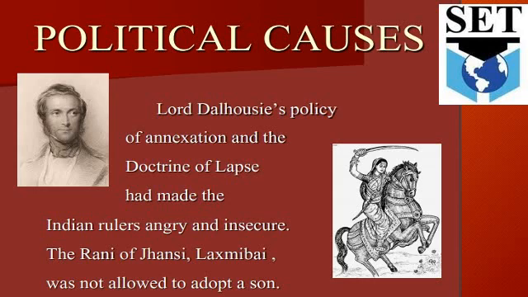Political causes. Lord Dalhousie's policies of annexation and the doctrine of lapse made the Indian rulers angry and insecure. The Rani of Jhansi, Lakshmi Bai, was not allowed to adopt a son. Some political causes had arisen because of which the Indian rulers became very angry and felt that they were insecure. So this is the main reason.